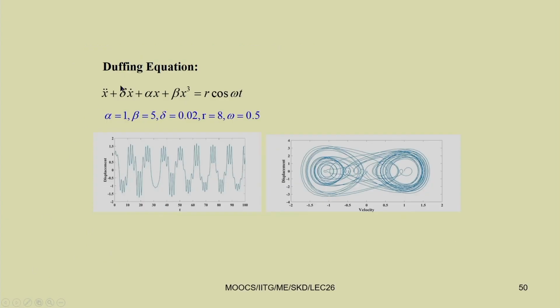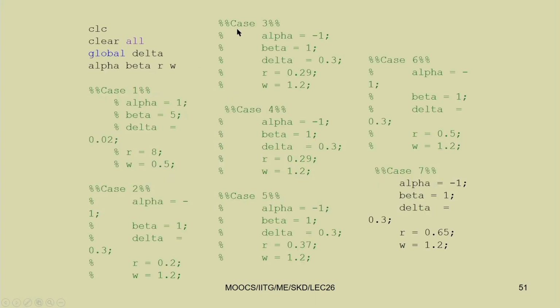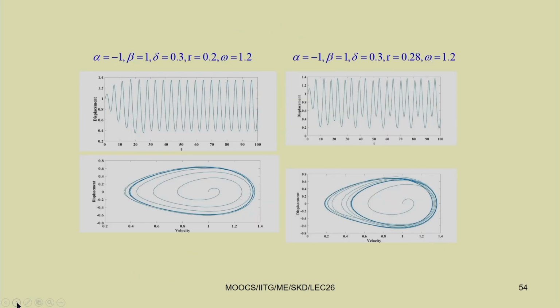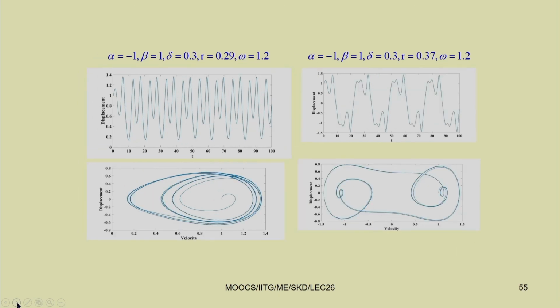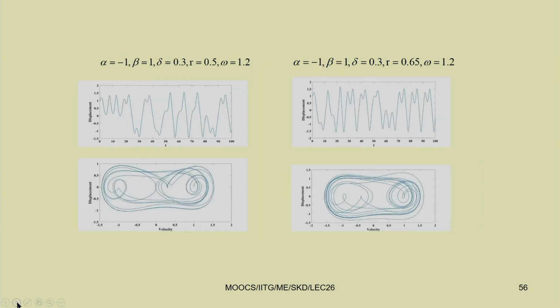Already you have seen how we have solved this Duffing equation. In the case of the Duffing equation we have used ODE45. Here ODE45 of MATLAB has been used to find the response. Here you can see we got the chaotic response of the system, and these are the codes written. Previously it has been shown. You can get periodic response, quasi-periodic response and chaotic response by taking different values of the system parameters.